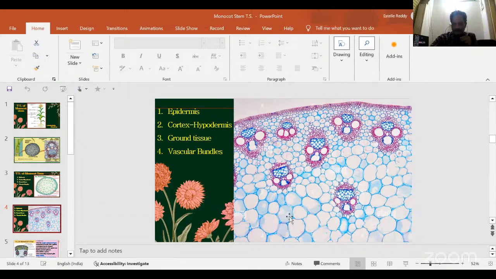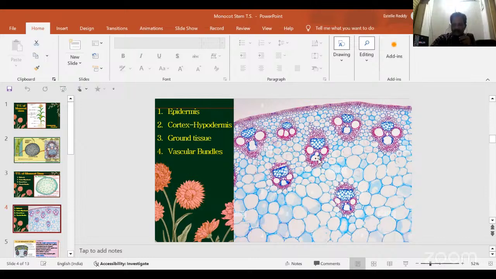I'll repeat once again. Ground tissue occupies large space. The central column of the stem has simple parenchymatous tissue. It is a living tissue. Generally, the cells are in different sizes and shapes, closely or loosely packed with small intercellular spaces. The main role of ground tissue is storage. It stores food materials, water and different substances.